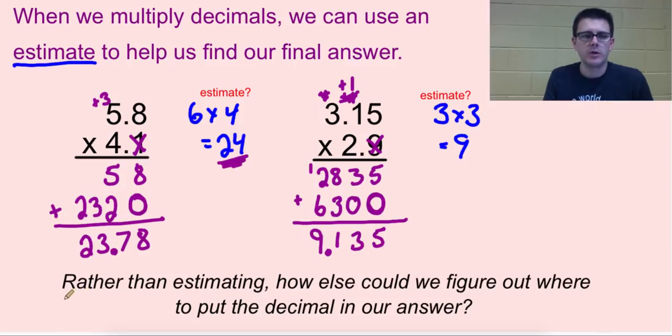So now I want you to do a little pondering. And you might even remember this from elementary school. But rather than estimating, how else could we have figured out where to put that decimal in our answer? So look at the problem. Look at where the decimal ended up. Is there anything about the problem and the numbers that went into it that would help me know that, hey, I wanted to go 2 places in my decimal point here, or I wanted to go 3 decimal places in my number here?